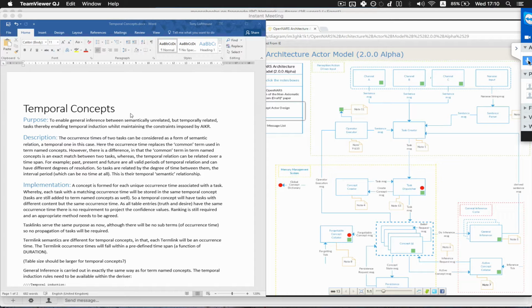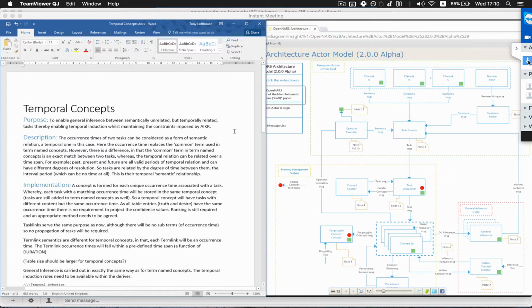So temporal concepts. There's a document here. Can you see a document on your screen? Yeah, it's clear as day. Great. So first of all, what are they for? I'm going to read through it and then explain it if there are questions. I think that's probably the easiest thing to do here.